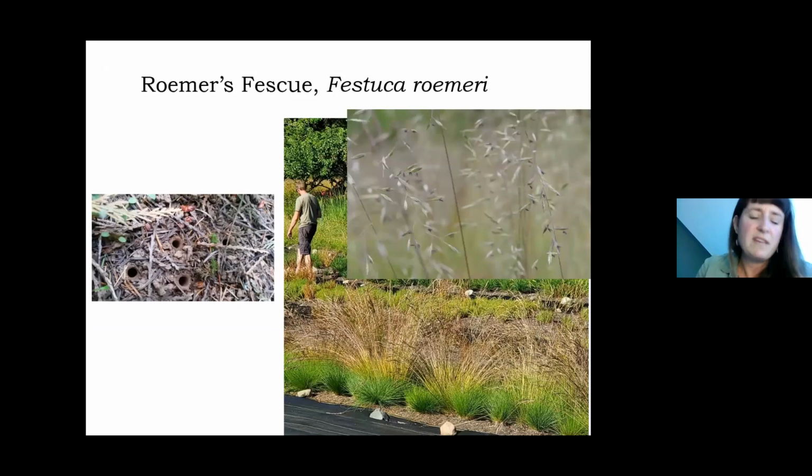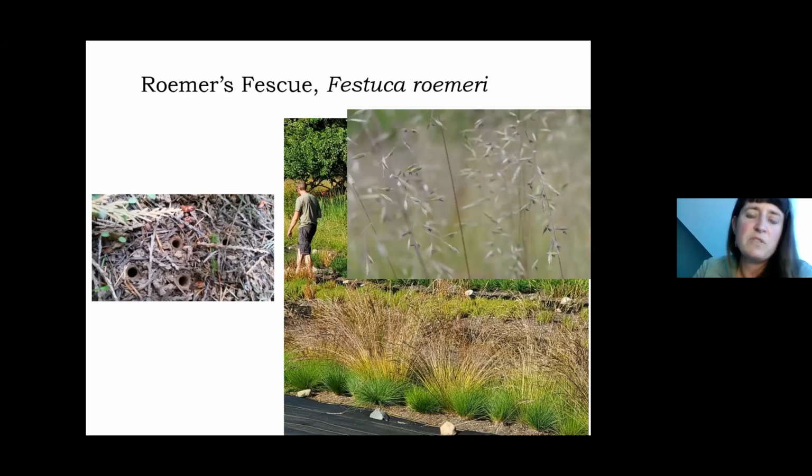So Roemer's fescue is one of our native bunch grasses. And sometimes plants that don't have what you think of as typical flowers get overlooked, but they are absolutely essential for habitat health as well as pollinators. And so grasses and sedges and rushes are flowering plants, and they do have flowers. They're just highly modified, but equally as beautiful.